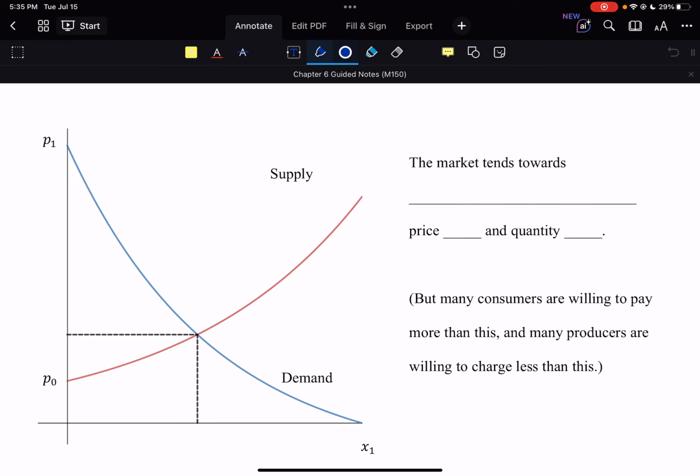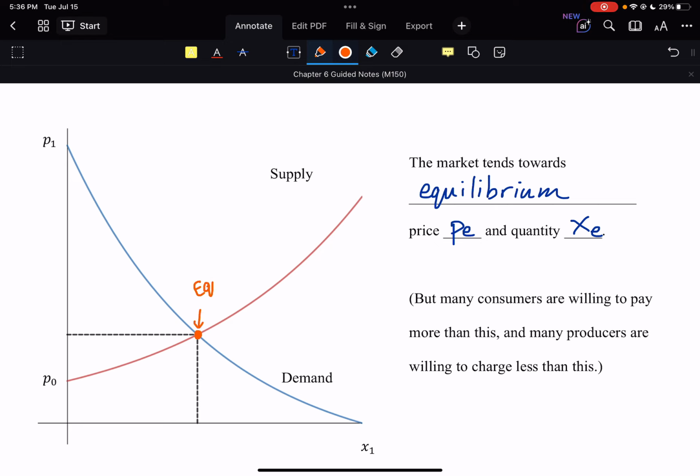So, in general, the market tends toward what we call equilibrium. So we have equilibrium price and equilibrium quantity. Equilibrium price is abbreviated P sub E, and quantity is abbreviated X sub E. So if we look at our graph over here, we have the supply curve and the demand curve. The equilibrium point is going to be this point right here.